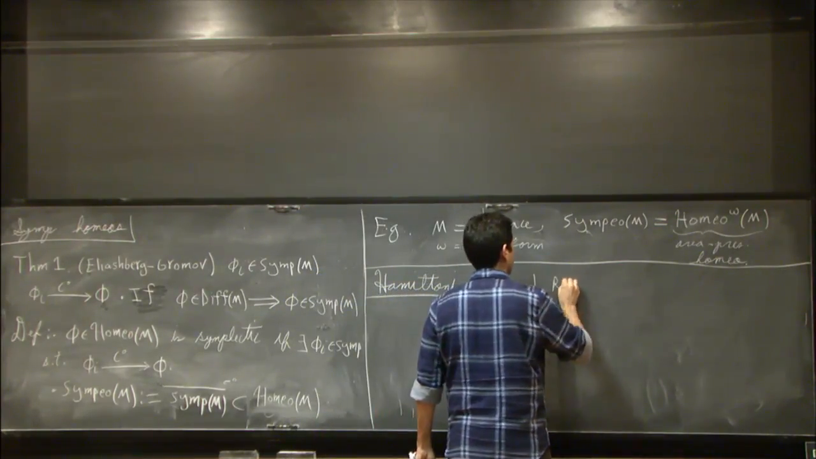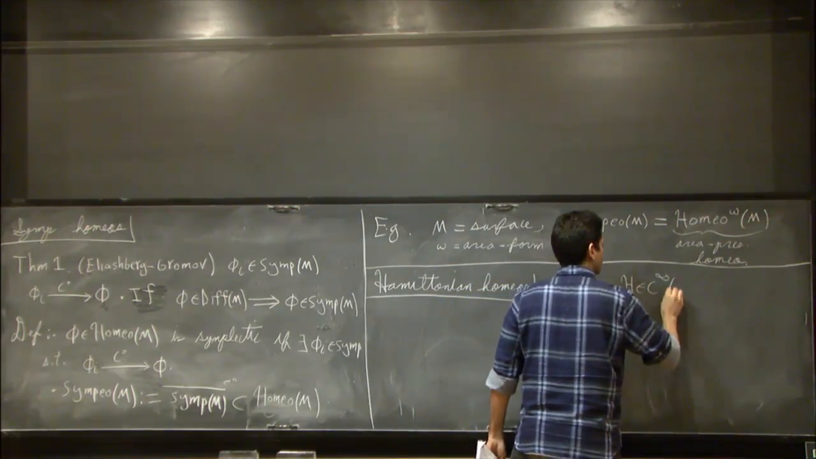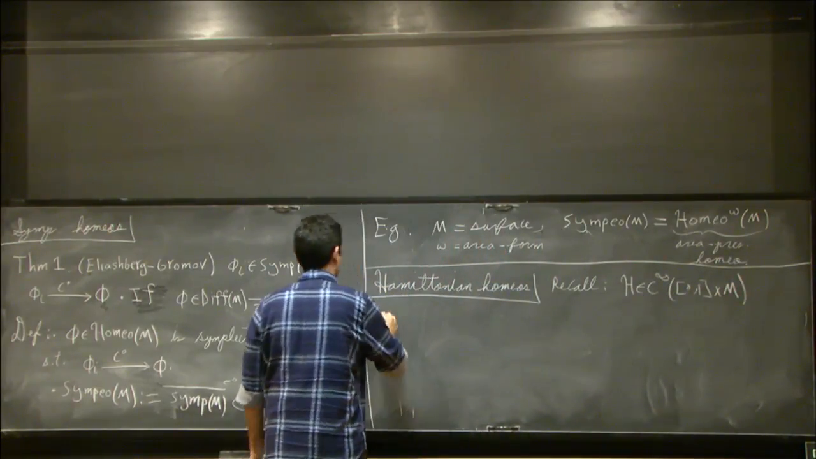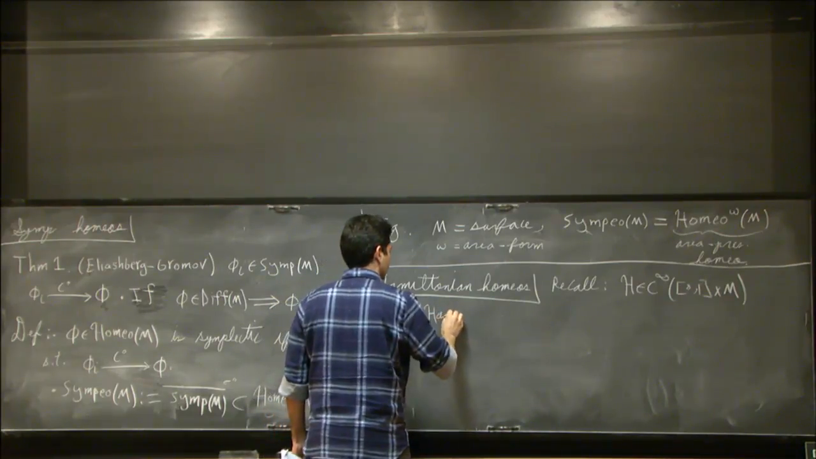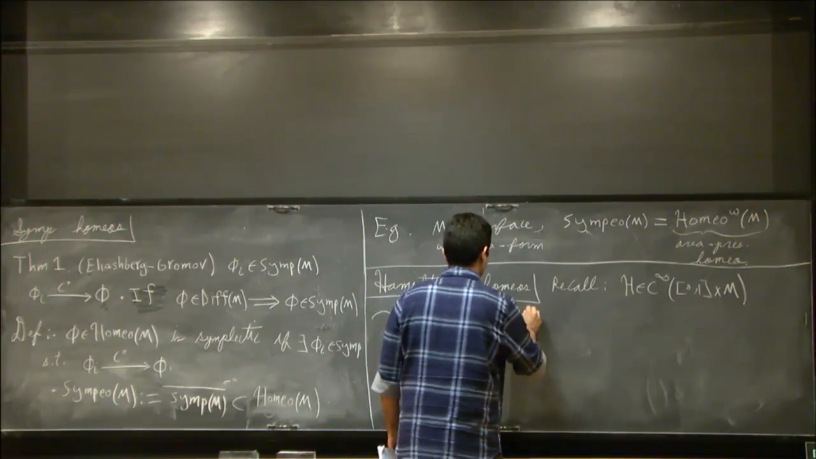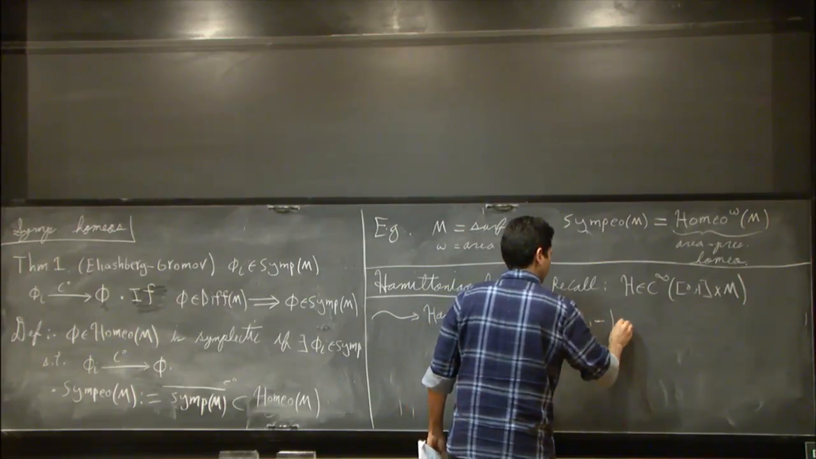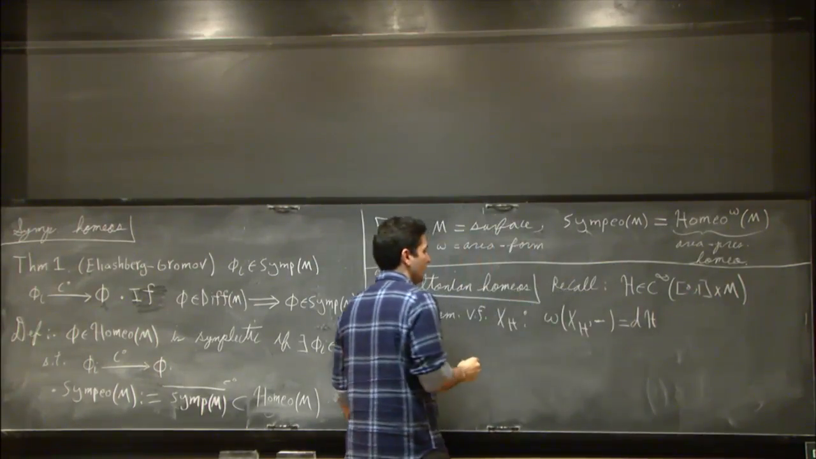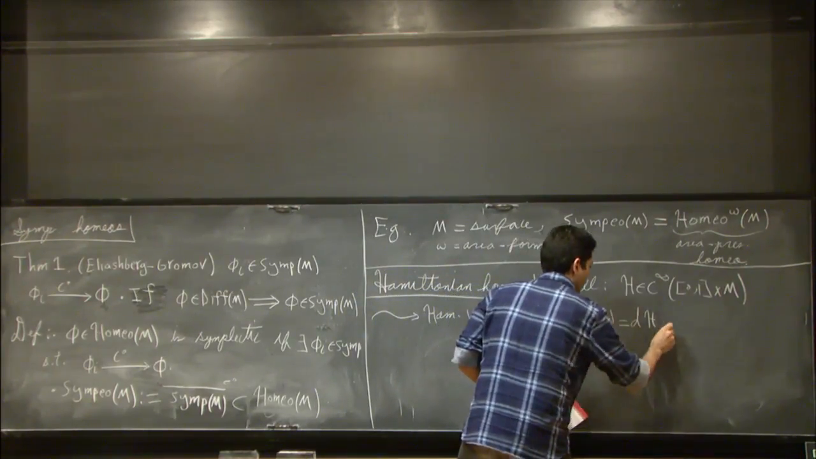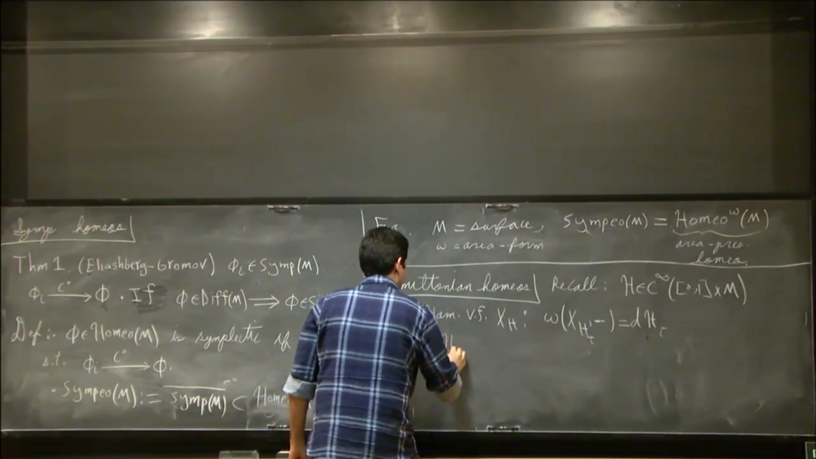Let's recall something extremely basic. If you have a C infinity time-dependent function, or a Hamiltonian, on M, then you can associate to it what's called a Hamiltonian vector field, X sub h, defined in this way. If you plug it into the first component of the symplectic form, you get the differential of the Hamiltonian. And if you take the flow of this, you get what's called a Hamiltonian flow.